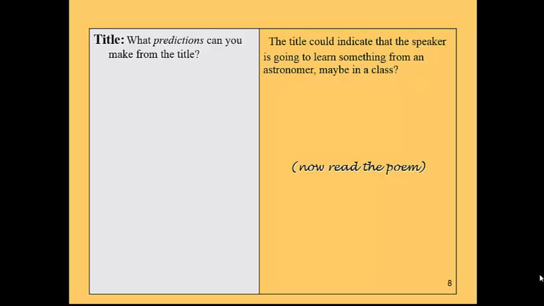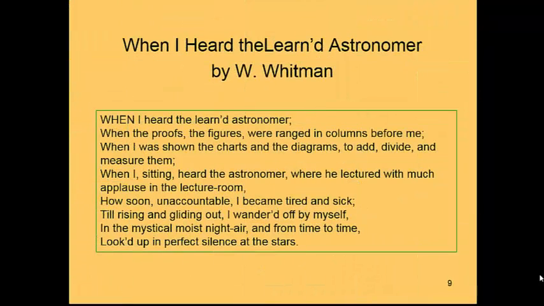So now that we've made our prediction, now we're going to read the poem. So I'm going to read this to you. When I heard the learned astronomer, when the proofs, the figures were ranged in columns before me, when I was shown the charts and the diagrams, to add, divide, and measure them. When I, sitting, heard the astronomer where he lectured with much applause in the lecture room. How soon, unaccountable, I became tired and sick, till rising and gliding out I wandered off by myself, in the mystical moist night air, and from time to time looked up in the perfect silence at the stars.